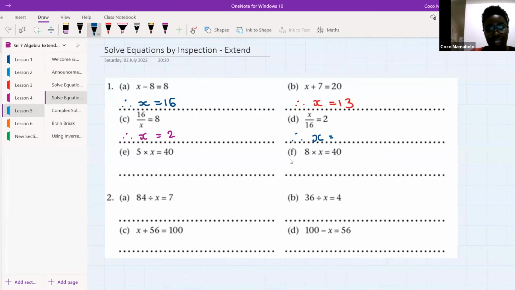Yes, in a sense, yes. Then how come number C you divided? Because in number C, the x is at the bottom, and in this one, the x is at the top. You see that?